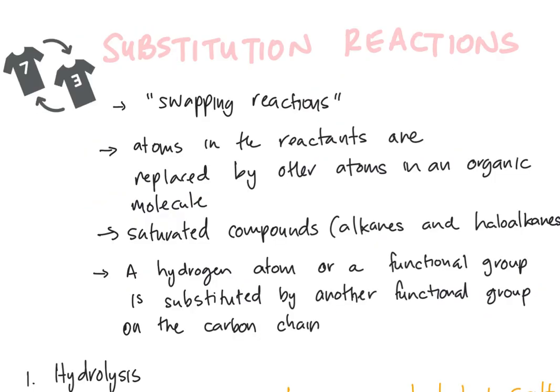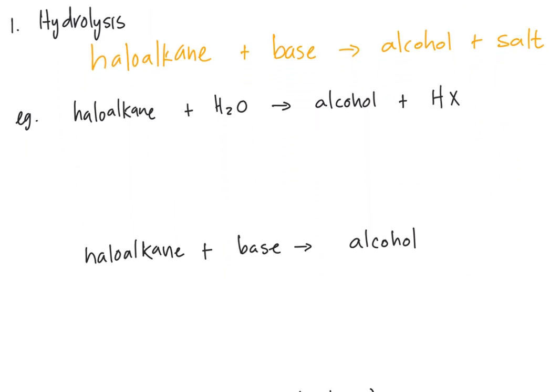And the next type of reaction we have is substitution reactions. Now, substitution reactions, we call them swapping reactions. So here, the atoms in the reactants are replaced by other atoms in organic molecules. So what we want to start off with is saturated compounds like alkanes and haloalkanes. And a hydrogen atom or a functional group is substituted by another functional group on the carbon chain. So there's a swapping of atoms that's actually happening here. So the first reaction we've got here is hydrolysis. Again, make sure you pause the video, take down the notes, and then you can continue.